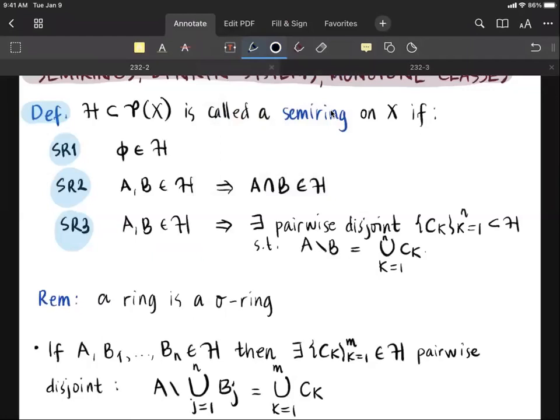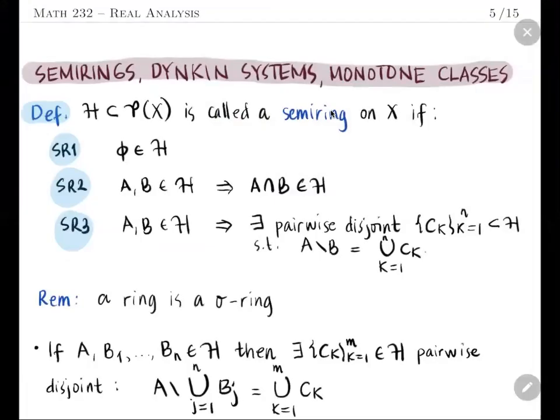Okay. Well, to justify this, one should just simply take n to be equal to 1, and you take C1 to be A minus B itself. And recall that a ring is closed under set difference. And by De Morgan's law, if you combine that to SR2, this will imply that it is also closed under the set union.